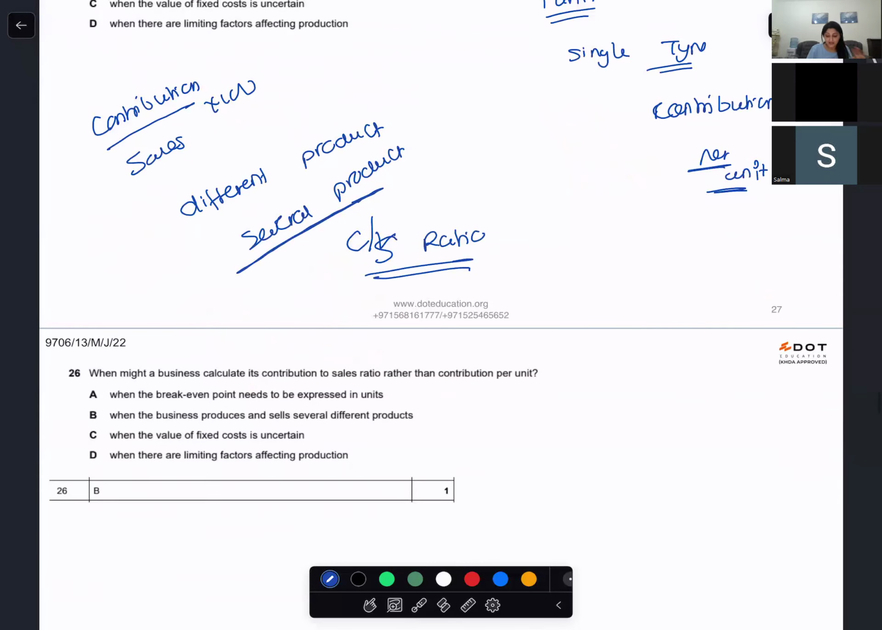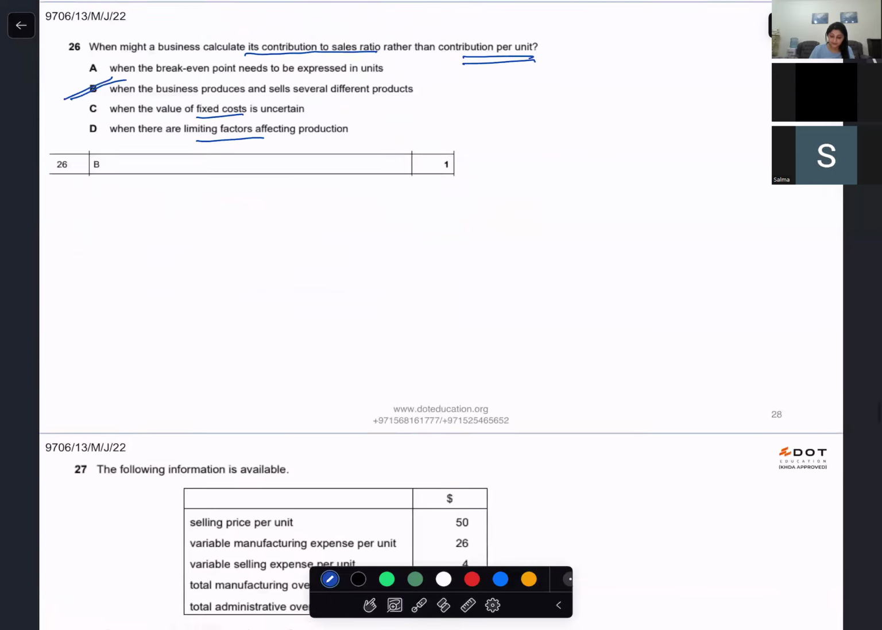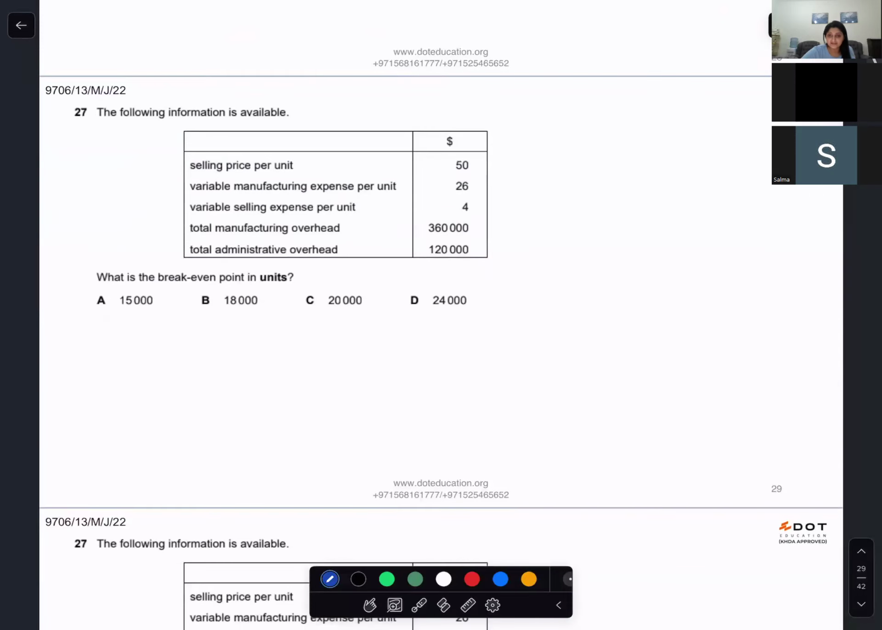Okay, so can you give me the answer for this? When will you calculate your contribution to sales ratio rather than contribution per unit? It'll be B, miss, when the business produces and sells several different products. It has nothing to do with the fixed cost or limiting factor. Okay, come on. I'm putting the 27. Try to do it yourself.